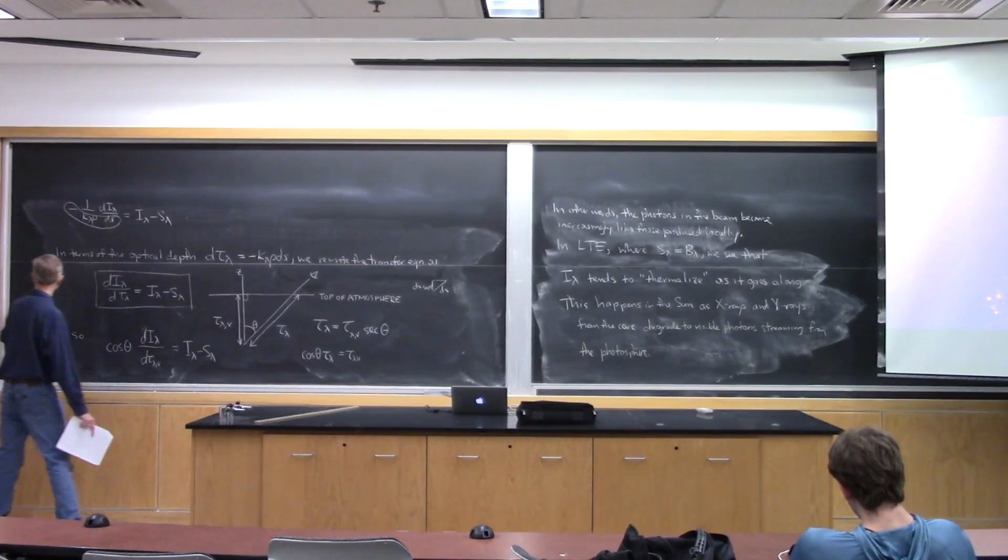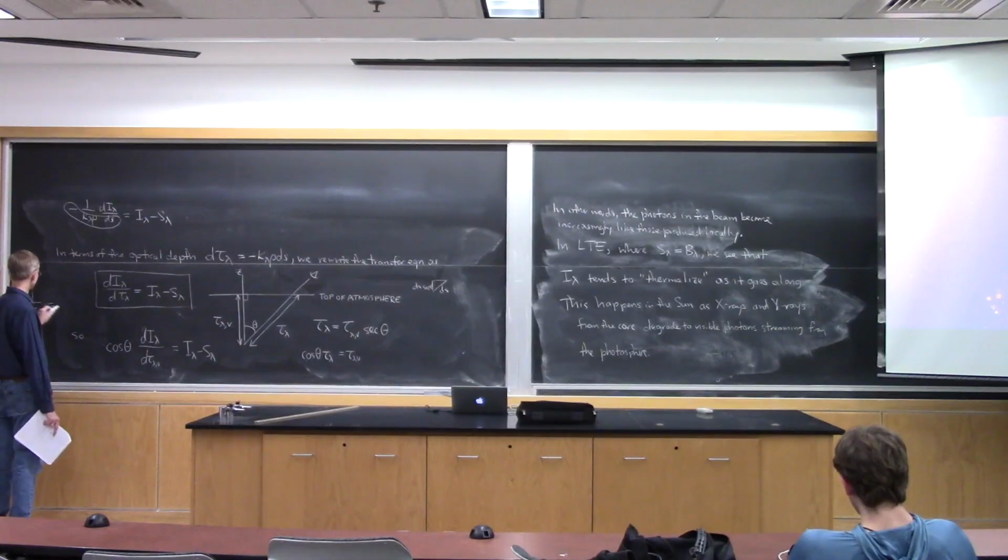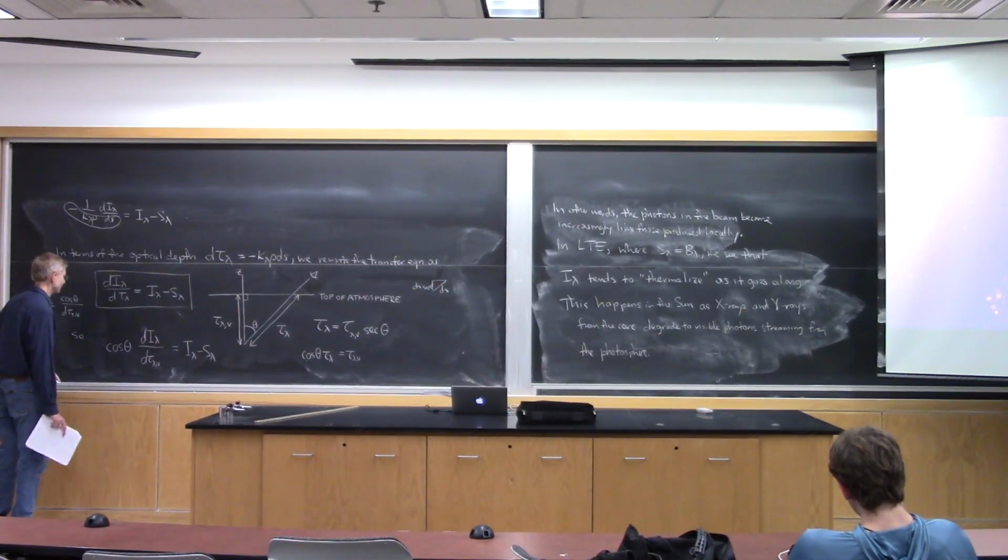Put it another way, right? What we're saying here is 1 over d tau lambda is equal to the cosine of theta over d tau lambda vertical.